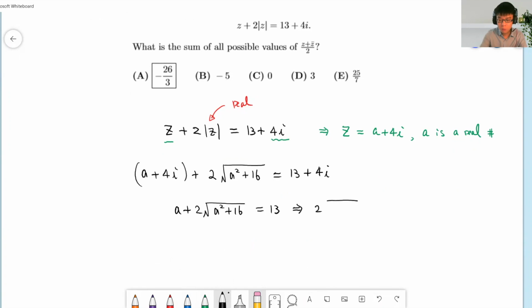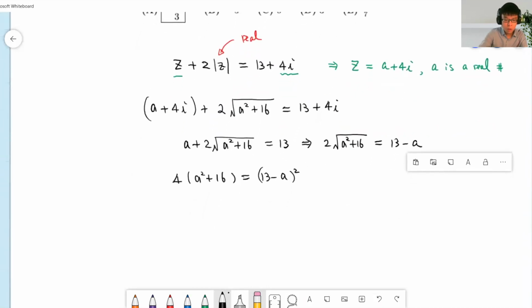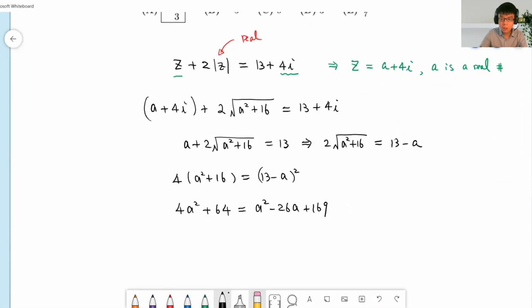This is twice root a squared plus 16 equals 13 minus a. Then we can square both sides. The left-hand side becomes 4 times a squared plus 16, and the right-hand side is 13 minus a squared. Now let's open the squares. The left-hand side is 4a squared plus 64. The right-hand side is a squared minus 26a plus 169. We simplify this into 3a squared plus 26a minus 105.